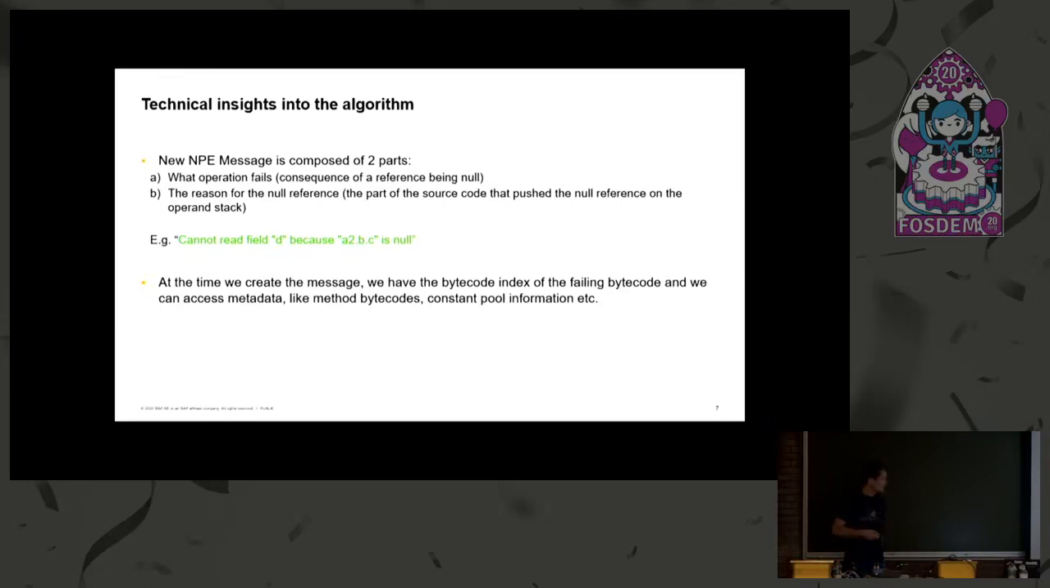And it's also important, at the time we can create the message, we have a bytecode index of where we are in the method. As we are in HotSpot VM, we can query for the bytecode and for the constant pool. But we don't have the program data at that moment. We have no variable contents or things like that. So we have to live with what we have here.